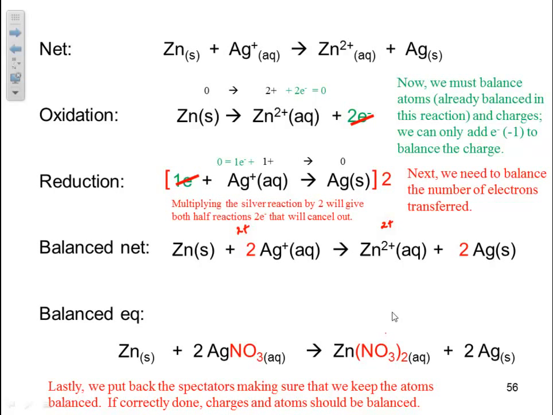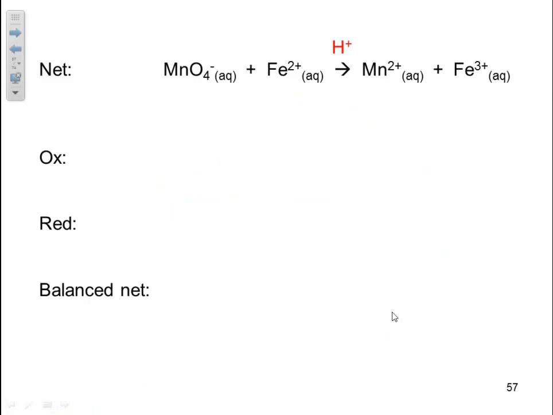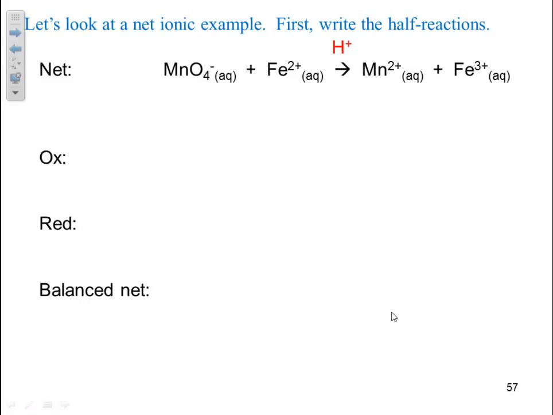As I said earlier, you could have done this by inspection. However, I was taking a simple example to show you the process. Now, in the test, if I tell you to do the redox, you're going to have to do the redox by balancing it by half reactions. You cannot do it by inspection. Let's look at a little bit more difficult example now. This is a net ionic example, so I'm going to have to write the half reactions.